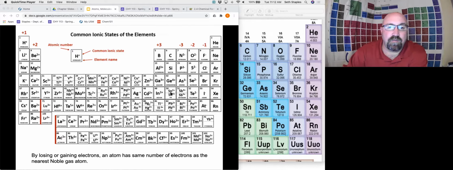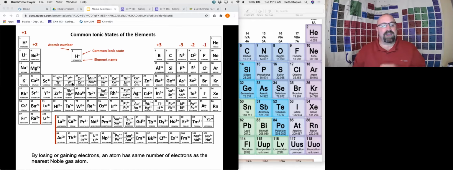Now, if we look down here, we have to remember our differentiation between metals and nonmetals. So tin, antimony, lead, bismuth, polonium, those are all metals, and so they're going to tend to lose electrons to form cations, which brings us now into our transition metals.